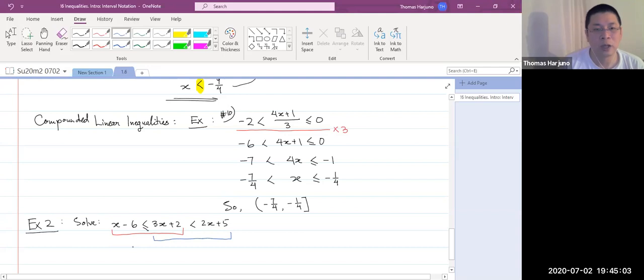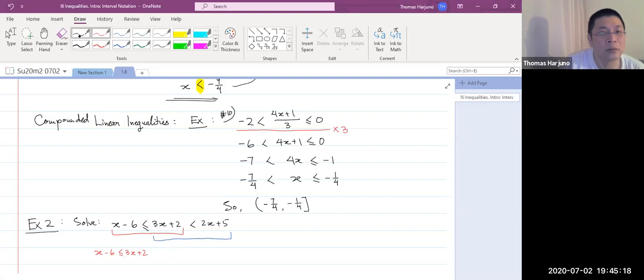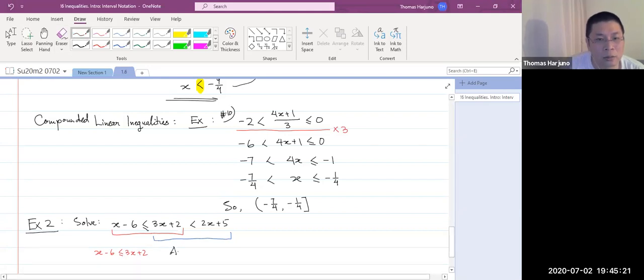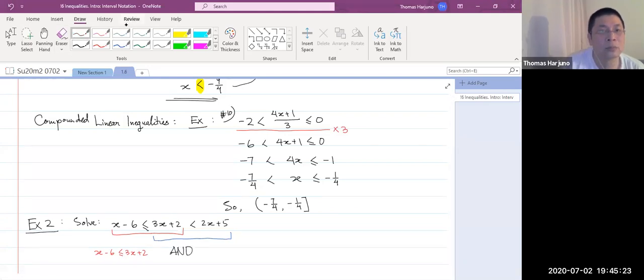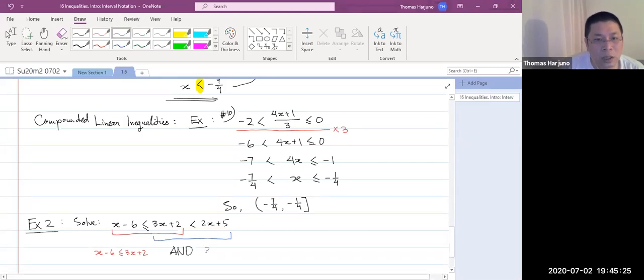Basically, I'm saying that this compounded inequality actually means x minus 6 less than or equal to 3x plus 2, and at the same time, 3x plus 2 less than 2x plus 5. That's what it means.